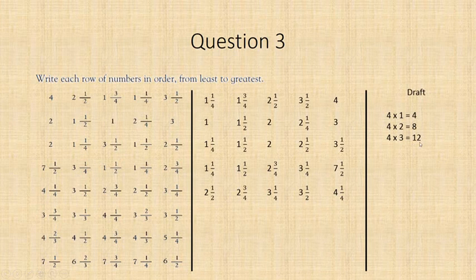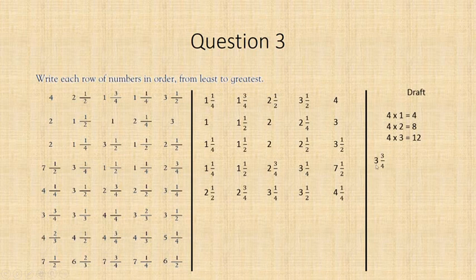4 times 3 equals 12. Let's check this 12. 12 divided by 3? Yes, I can do that. 12 divided by 3 equals 4. And here, 12 divided by 3 equals 4. Yes, it's working. And here, 12 divided by 2 equals 6. Yes, it's working. So I will just write down the first fraction here, 3 and 3/4.